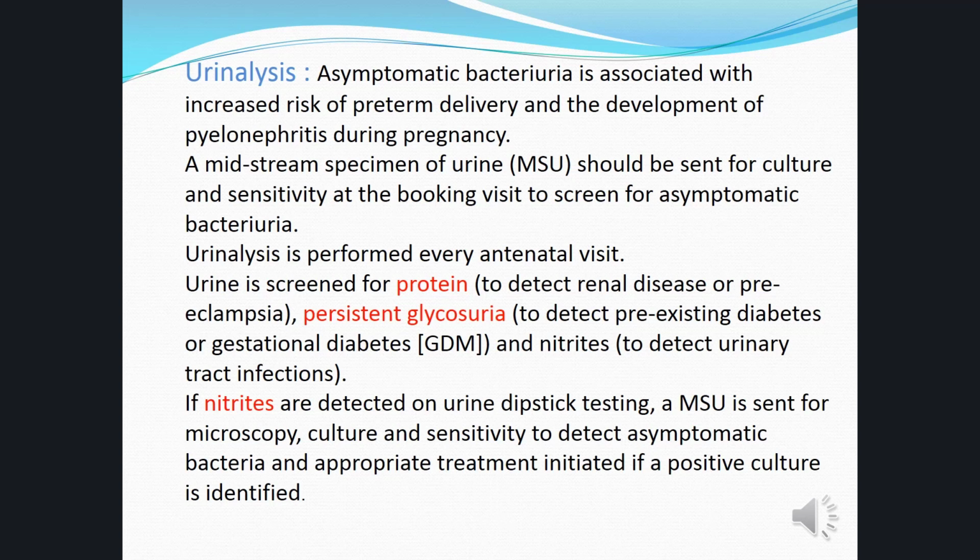Urine analysis is performed at every antenatal visit. Urine is screened for protein to detect renal disease or preeclampsia, persistent glucosuria to detect pre-existing diabetes or gestational diabetes mellitus, and nitrates to detect urinary tract infections. If nitrates are detected on urine dipstick testing, midstream urine is sent for culture and sensitivity to detect asymptomatic bacteriuria, and appropriate treatment is initiated if a positive culture is identified.